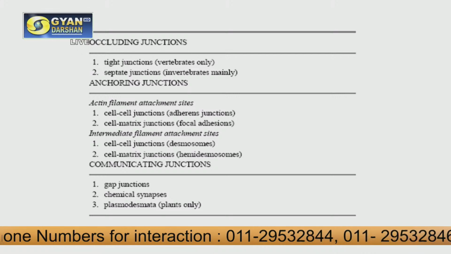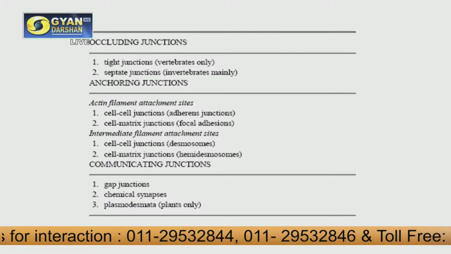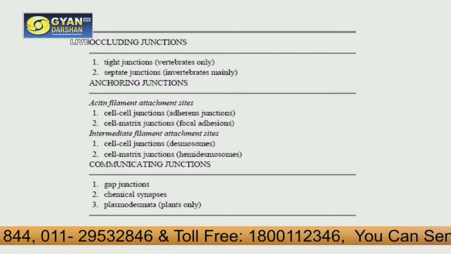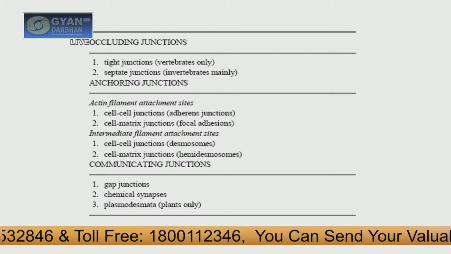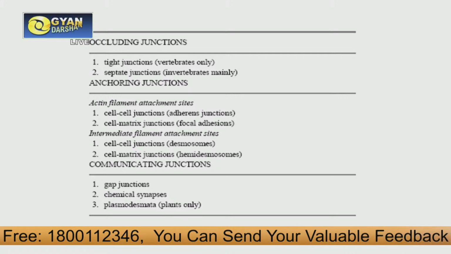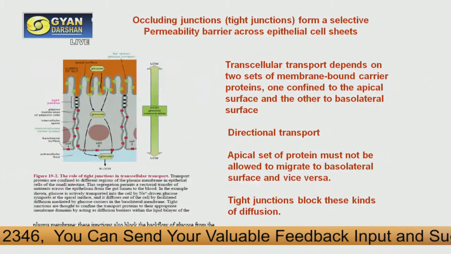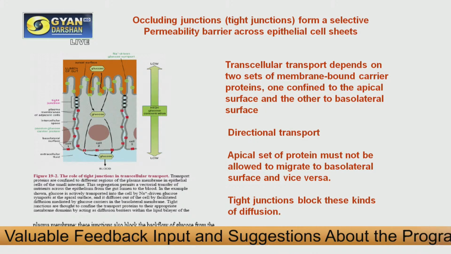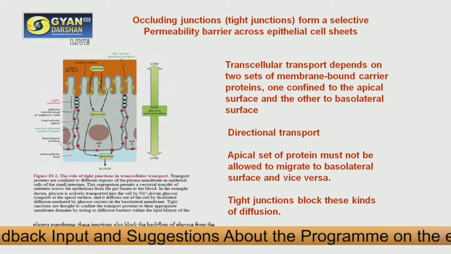So now we will take each of these junctions one by one, and we will try to see what are the different structural components which actually make up these kinds of junctions. So we start with the occluding junction. As I said, it is also called the tight junction.